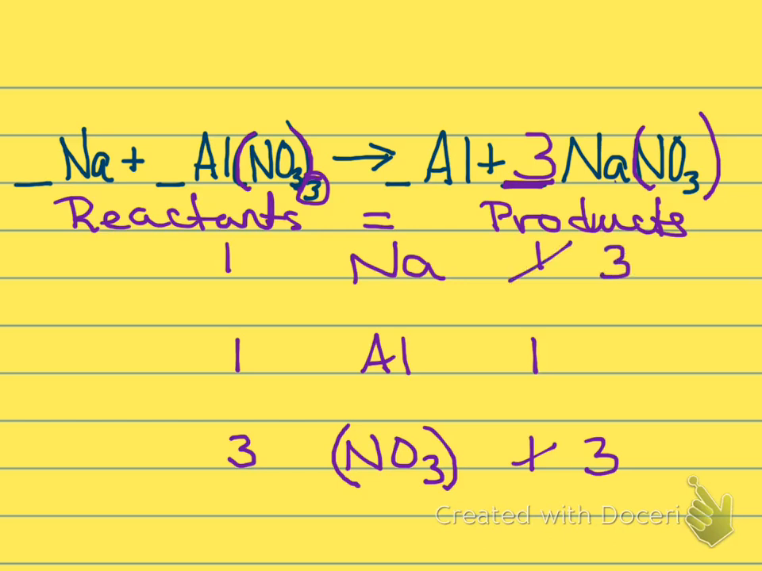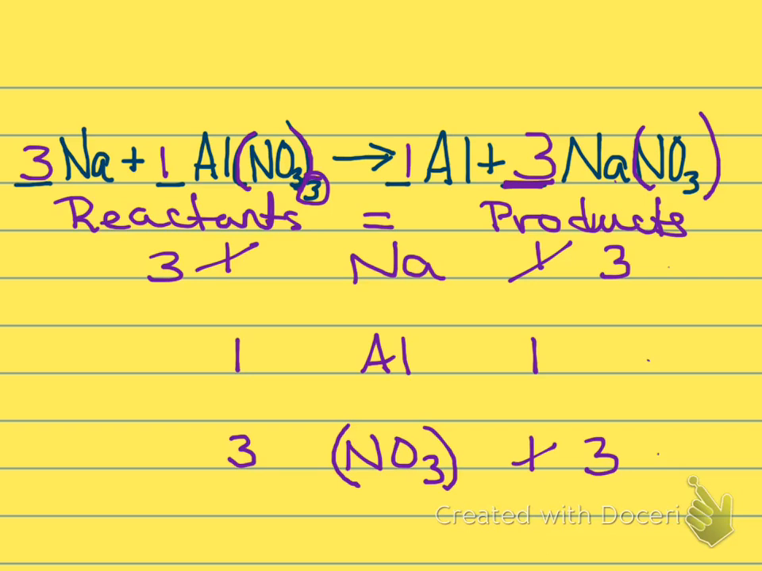Now we have to go back and we have to put a 3 here to balance our equation so that now we've got 3 sodium, 1 aluminum, 3 nitrates. If you want to put the 1s in, you can. It's not always necessary.